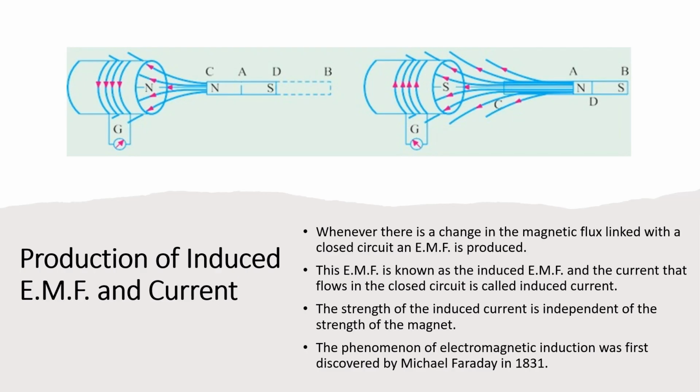Whenever there is a change in the magnetic flux linked with a closed circuit, an E.M.F is produced. This E.M.F is known as the induced E.M.F, and the current that flows in the closed circuit is called induced current. The strength of the induced current is independent of the strength of the magnet. The phenomenon of electromagnetic induction was first discovered by Michael Faraday in 1831.